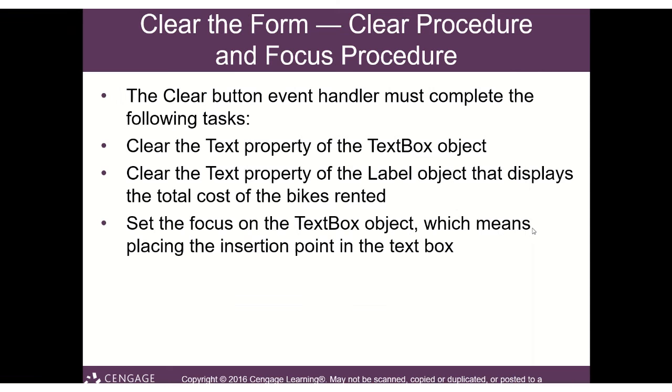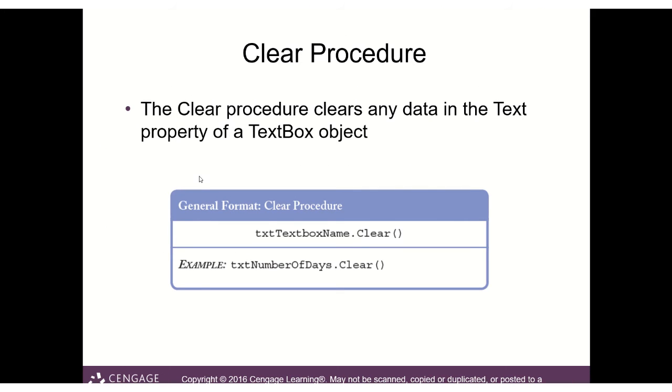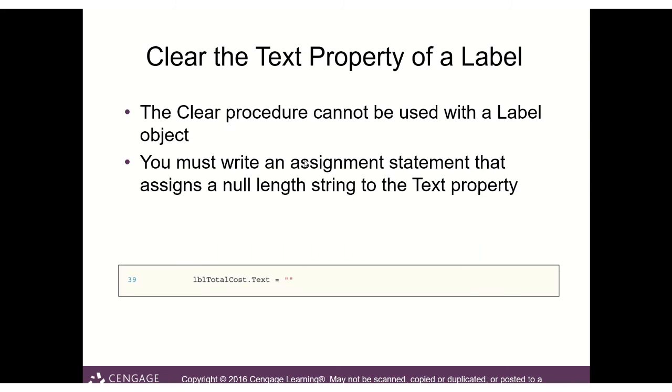So that's about it. The clear is done by the function called clear. You see, this is the text box name, this is a class label object, and then dot clear. That's how you do the clear procedure. It's not a function procedure, it's a non-value returning procedure. To clear the text property of a label, you basically set it to a blank value.